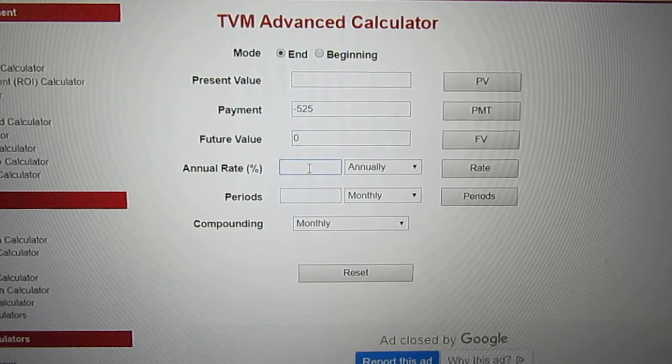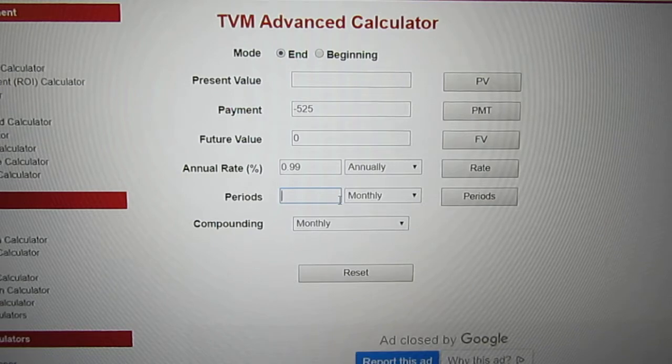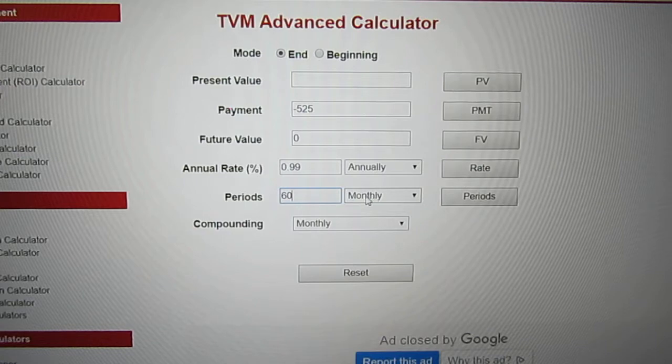The annual interest rate, looking back at the problem, is 0.99%. And that's always annually. We're never going to change this one. I'm always going to give you the interest rate annually. The periods you have to calculate on your own. You can use a calculator. It says the loan is for 5 years and the payments are monthly. So if you do 5 years times 12, that's 60. And those payments are monthly. Leave this as monthly.